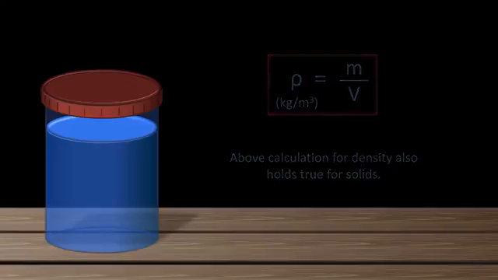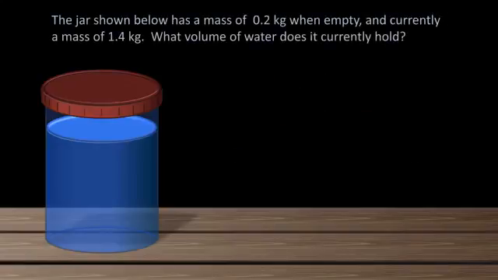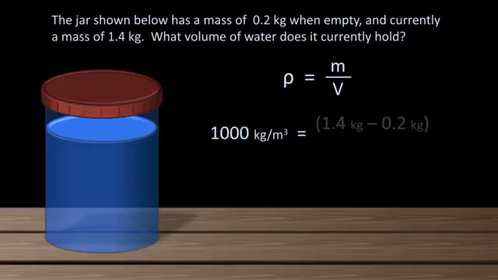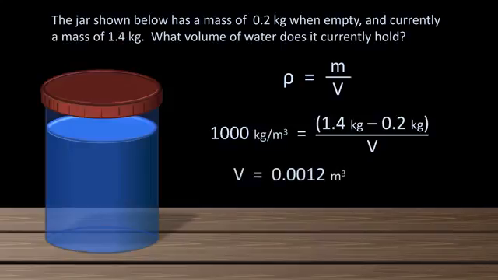Let's do a super simple example. Suppose the jar shown here weighs 0.2 kilograms when empty and currently weighs 1.4 kilograms. What volume of water does it currently hold? As I just said, density equals mass divided by volume. Plug in the numbers: 1000 equals (1.4 minus 0.2) divided by V for volume. Solving for V, we get a volume of 0.0012 cubic meters, which is equal to 1.2 liters.